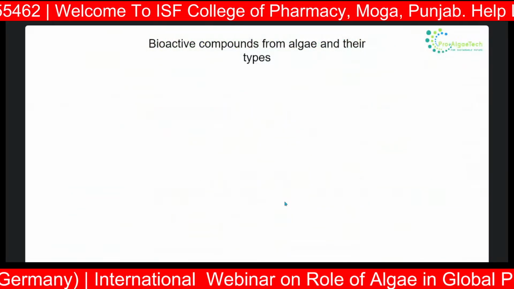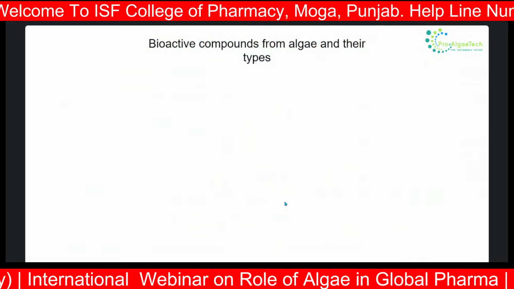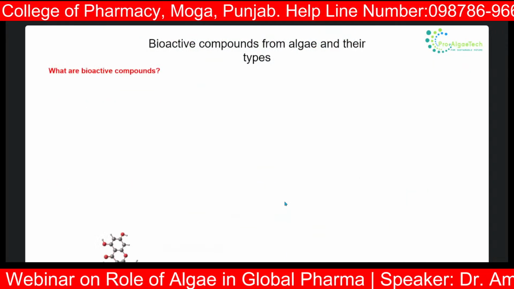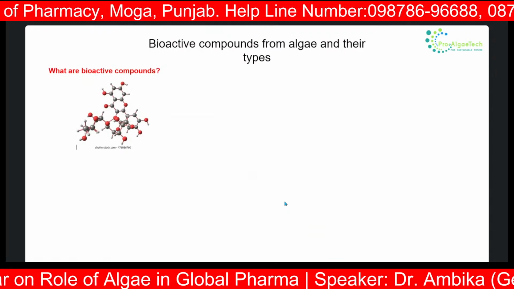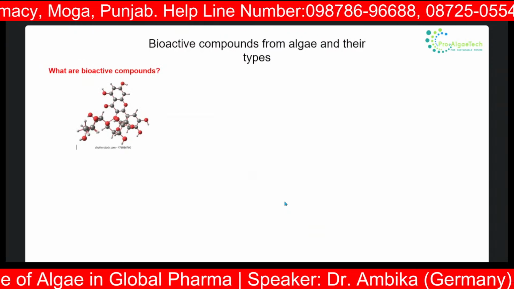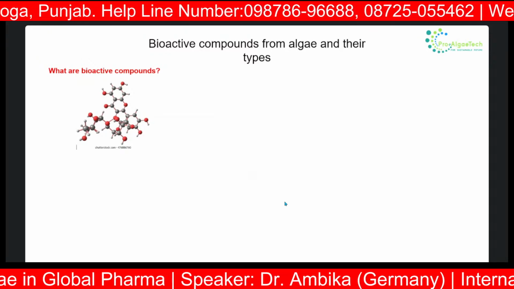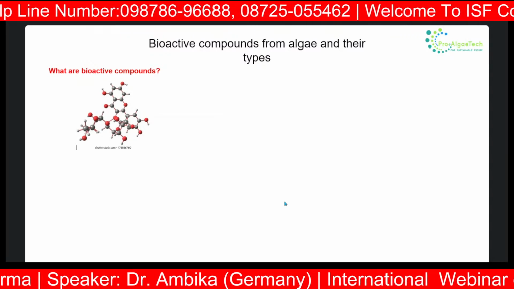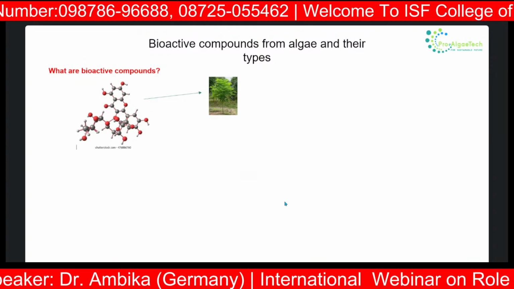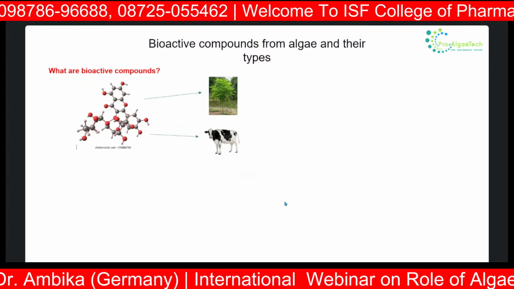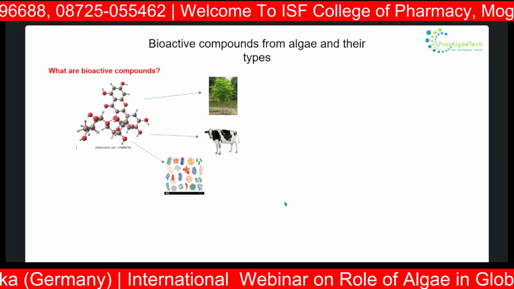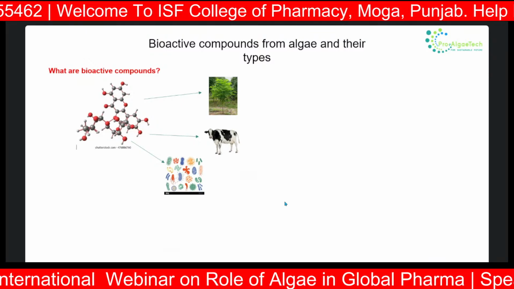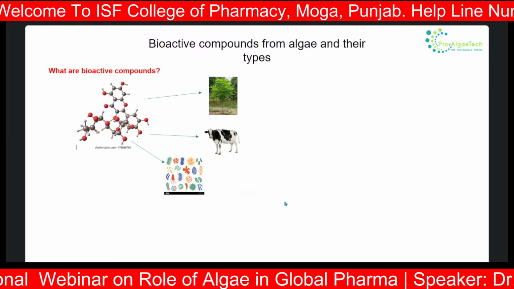So, bioactive compounds. Basically, what are bioactive compounds? These bioactive compounds are naturally occurring chemical substances that have a biological effect on living organisms. They are found in plants, animals, and microorganisms, and they are often responsible for the therapeutic or medical properties of many foods and natural products.